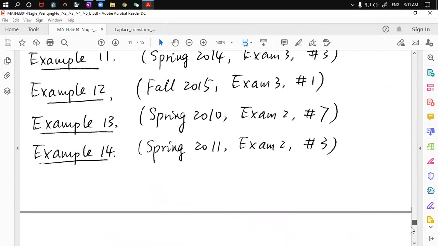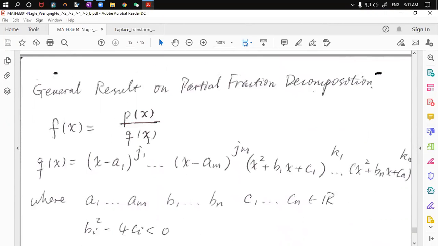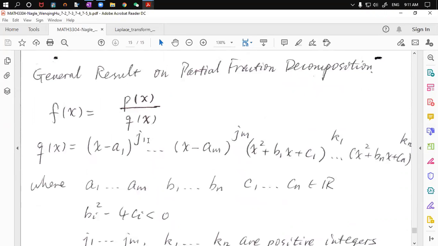In order to do this, I have attached a few pages of remark notes at the end of this lecture note, which is posted on Canvas. It's a general result on partial fraction decomposition.